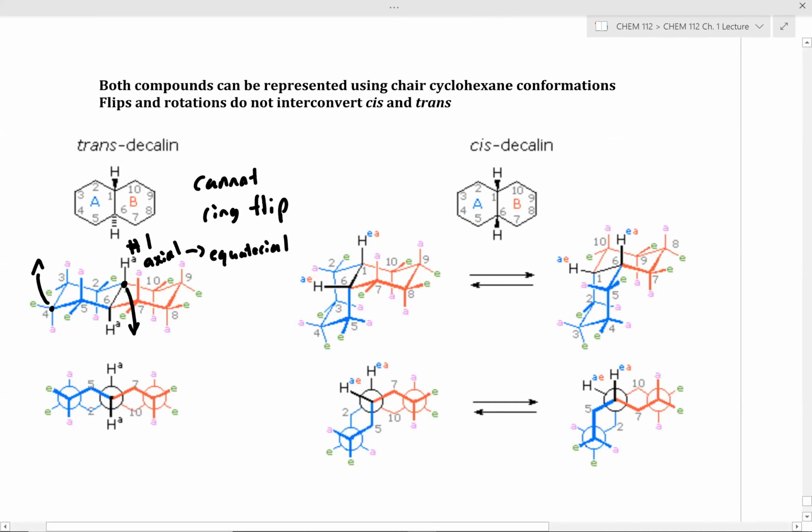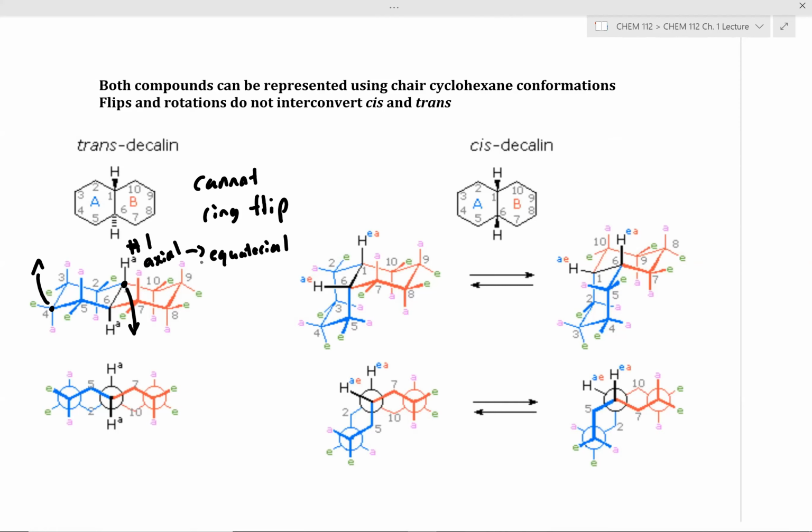Trans-decalin cannot undergo a ring flip because if you attempt to ring flip trans-decalin, you'd introduce so much strain that it's just not allowed. So trying to bring this axial hydrogen into the equatorial position just doesn't work. It's too high in energy of a ring flip.